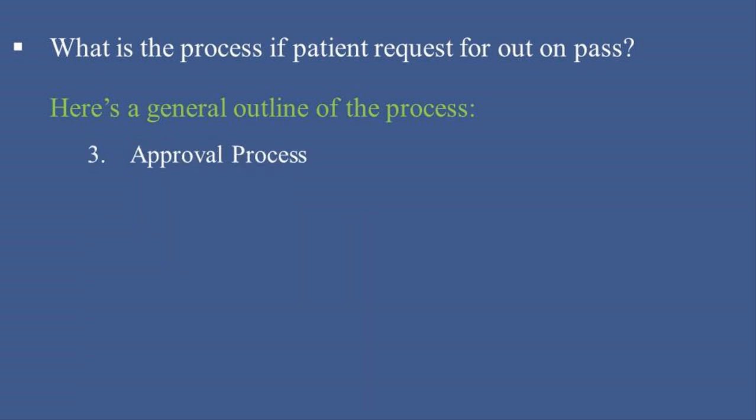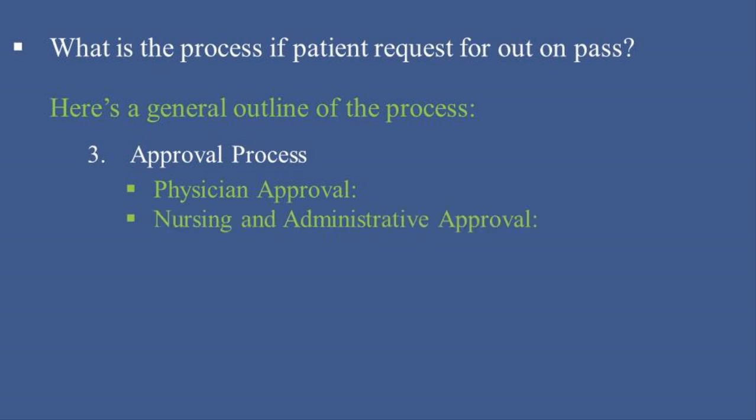3. Approval process. Physician approval. If the attending physician determines that it is safe and appropriate for the patient to leave the hospital, they will grant approval for the out-on pass. This approval is typically documented in the patient's medical record. The physician will specify the conditions of the pass, such as the duration, any restrictions, and instructions the patient must follow while outside the hospital.